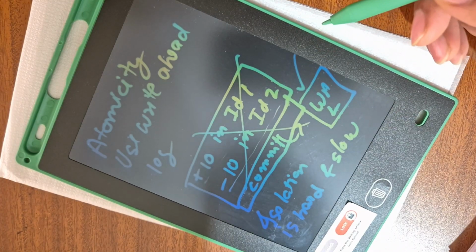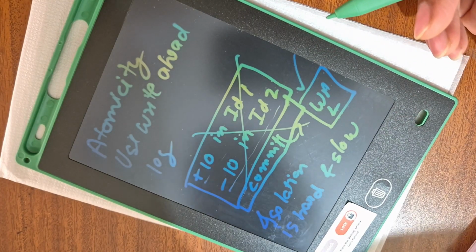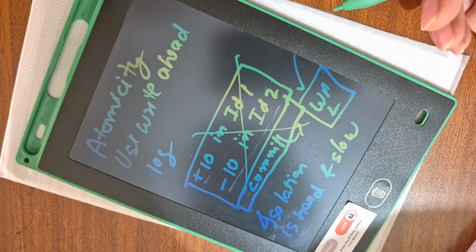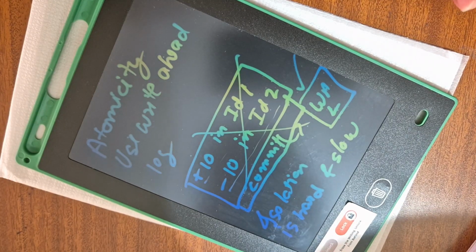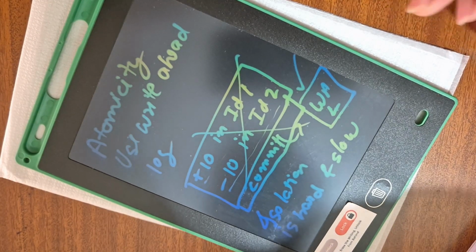And isolation is hard and a bit slow. We will understand all the things we do for maintaining ACID transactions in the upcoming lecture.